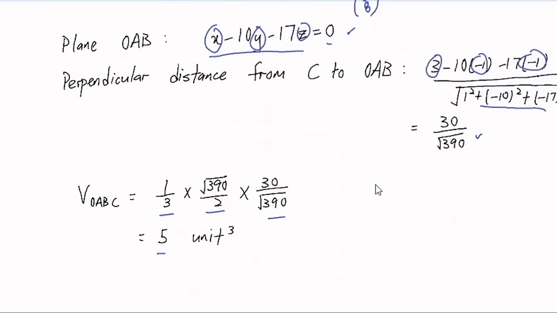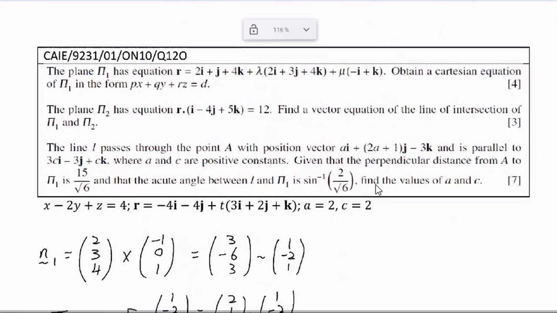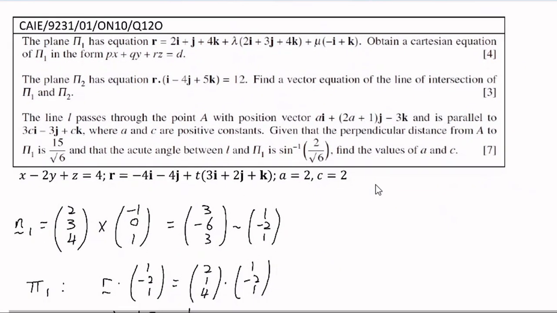Okay, so let's look at the next question. It's quite a long question here. So we have the plane pi 1, which has this equation. We can see this equation given is in the parametric form.